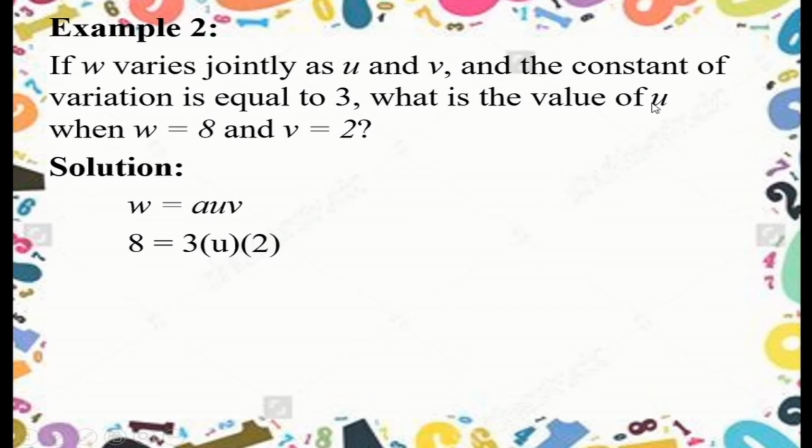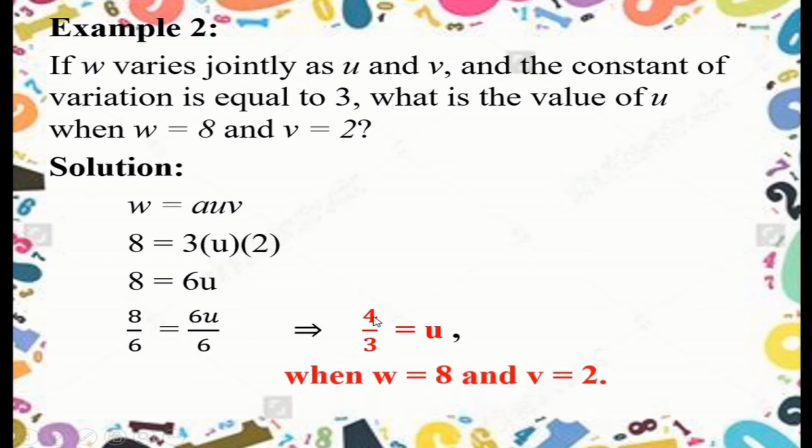Simplify mo lang. 3 times 2 is 6. So, copy. Then, dapat ang matira dito na side ay U. So, divide by 6, divide by 6. So, cancel yung 6. So, matitira is U. 8 over 6 equals U, or you can reduce 8 over 6 into 4 over 3. So that is when W is 8 and V is equal to 2. The example number 2. How about example number 3?